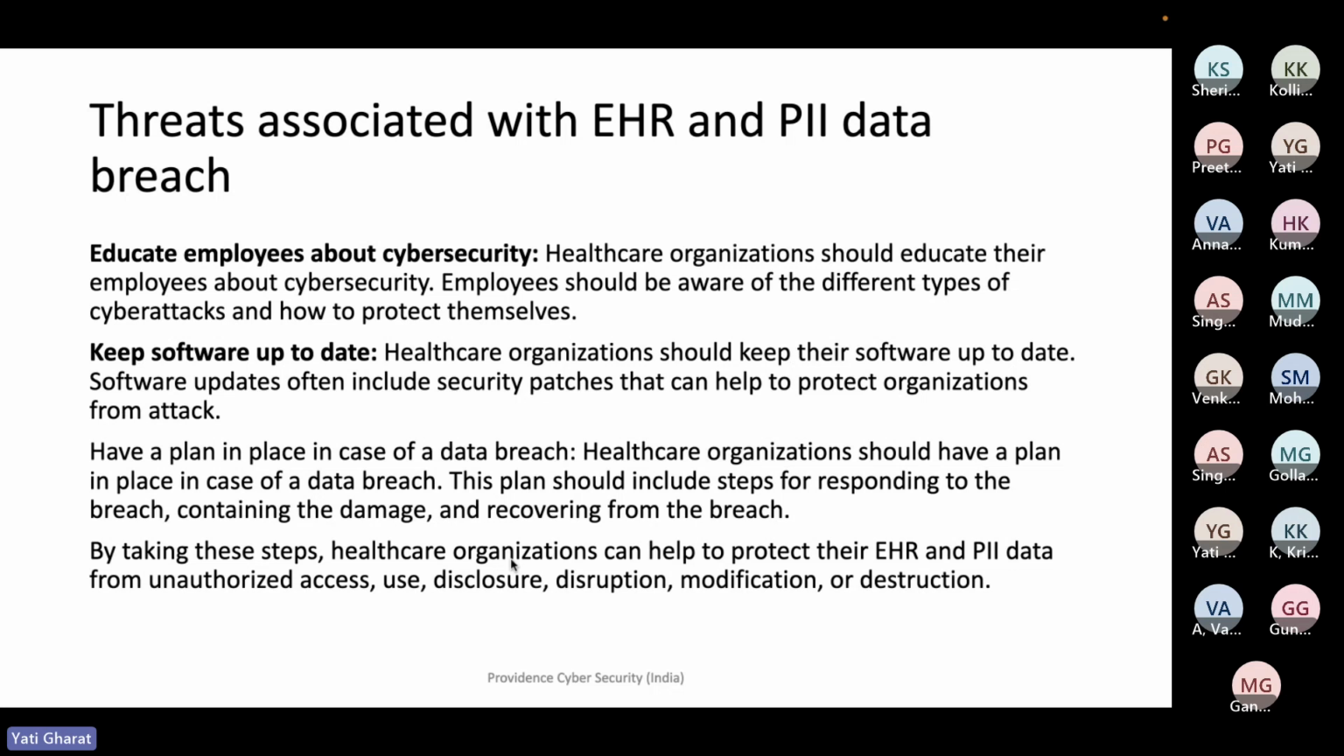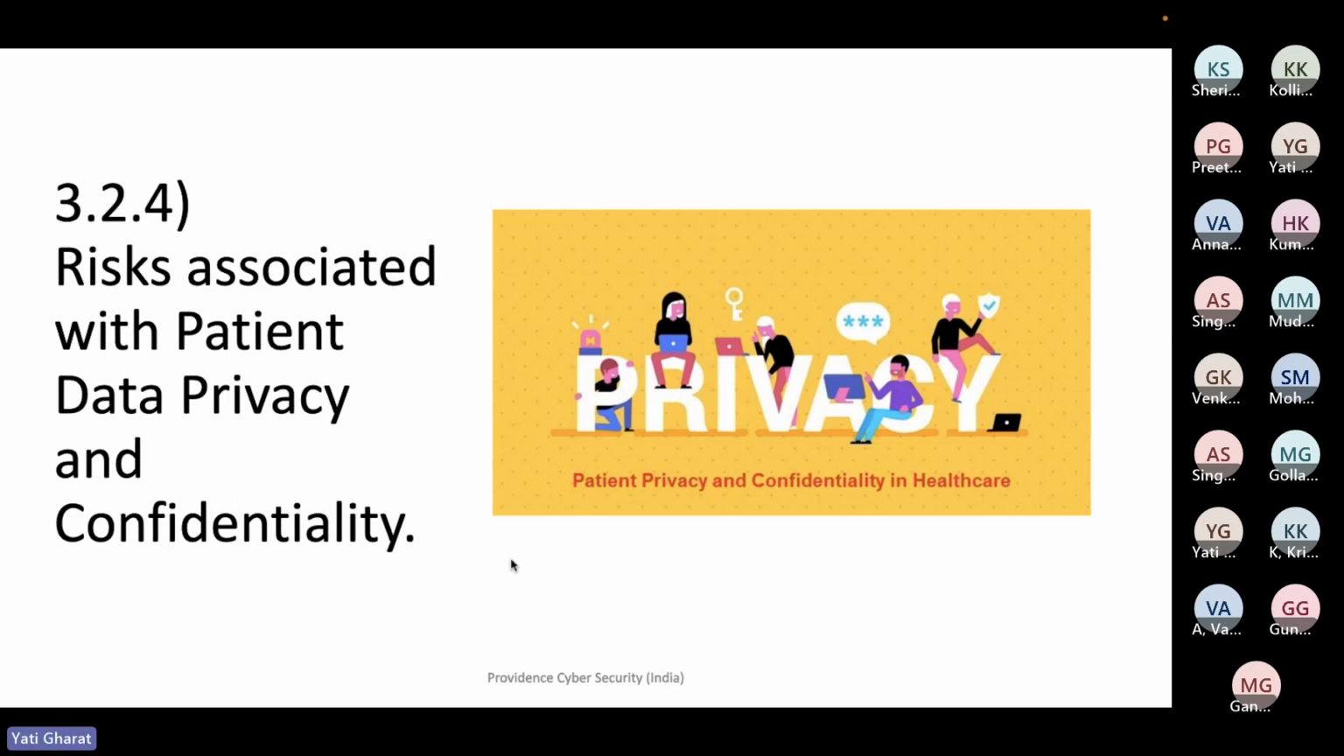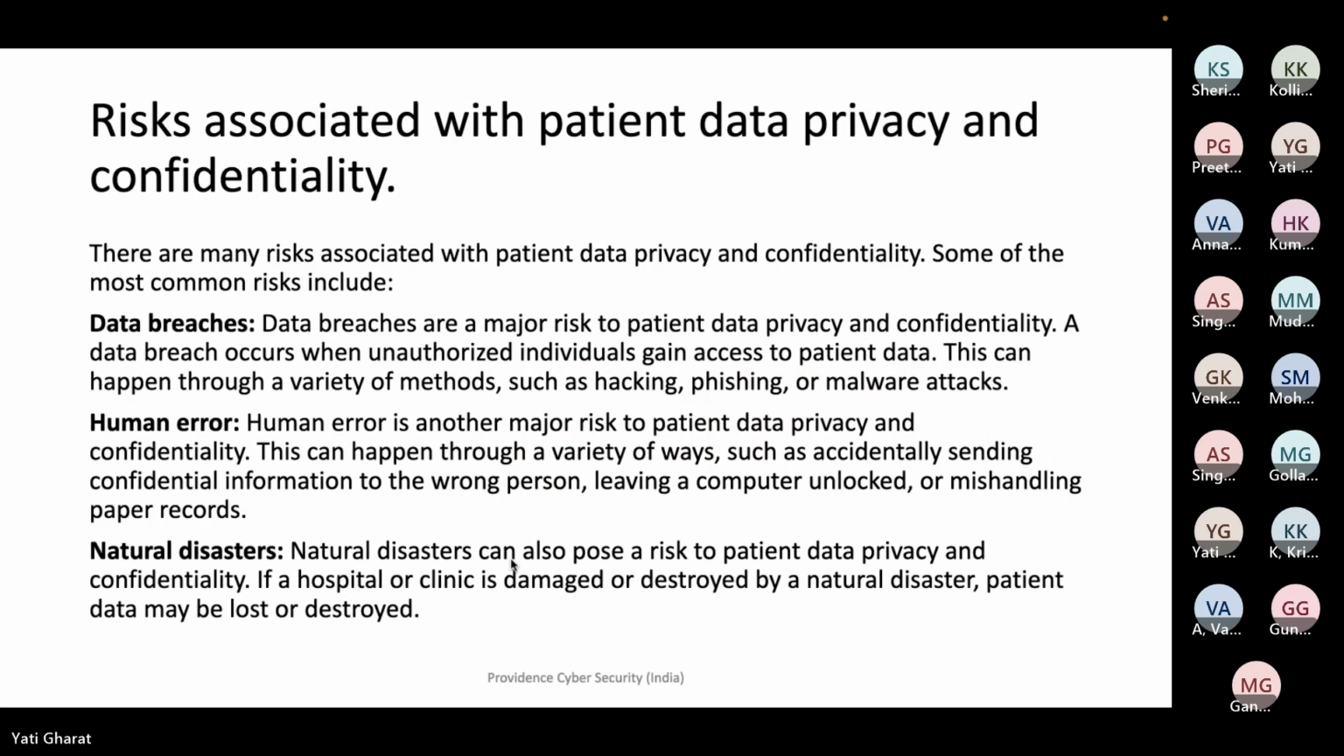They need to understand, when they keep certain data somewhere, whether it is encrypted or not. Only role-based people who have authorization can access that particular data. All these aspects need to be understood and managed properly, guys. So what are the risks associated with patient data, privacy, and confidentiality? Privacy is important here. There are many risks here. One of the risks is data breaches.